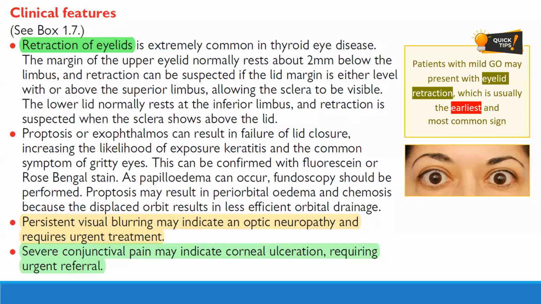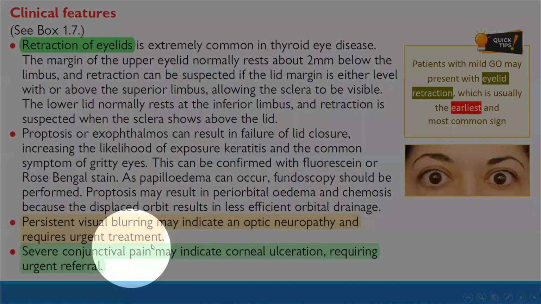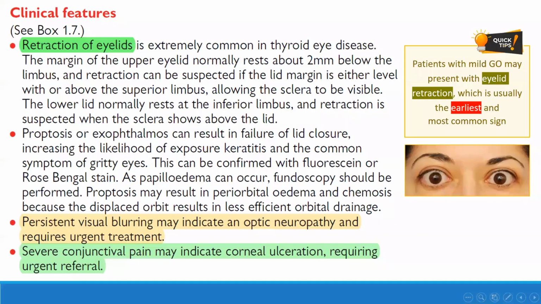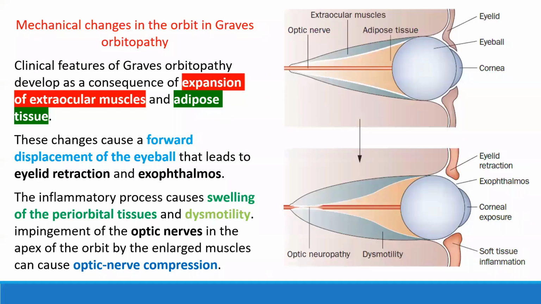Persistent visual blurring may indicate an optic neuropathy and require urgent treatment. Severe conjunctival pain, don't forget that pain, is an indicator of corneal ulceration and may require urgent referral. This pain also means active Graves' orbitopathy. So don't forget that conjunctival pain means active Graves' orbitopathy. And I will discuss this later.